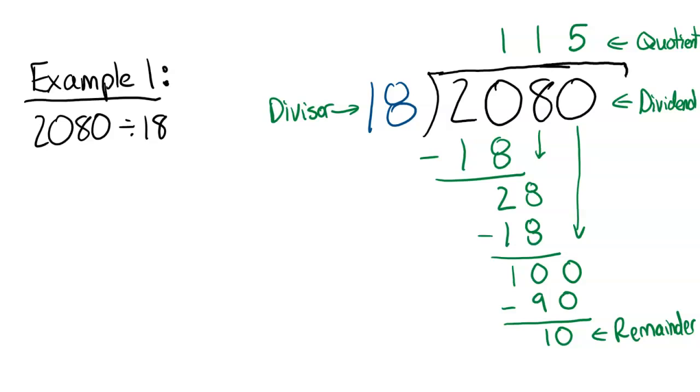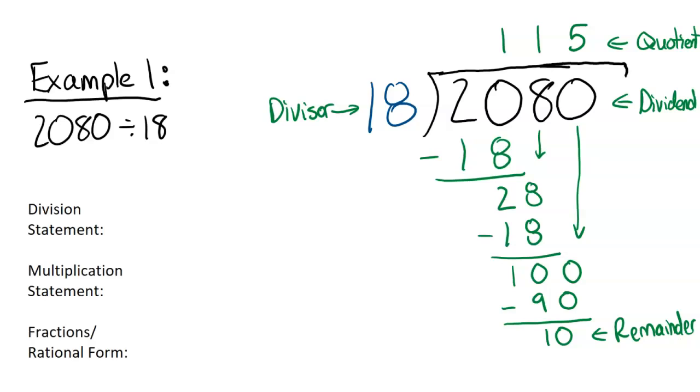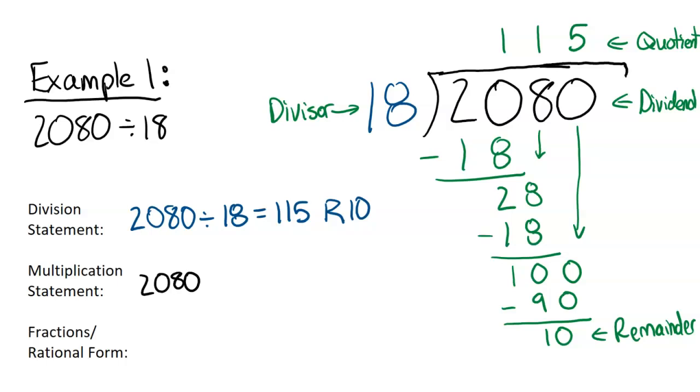We could keep going for decimal places, but I'm just going to the nearest whole number. Because what we want to do here is write this out in 3 different forms. We want to start by writing it as a division statement. And so 2080 divided by 18, as a division statement, there's your division symbol right there, is equal to 115 remainder 10. The other way to write that is a multiplication statement. In order to do that, we write it as 2080 equals 18 times 115 plus 10.